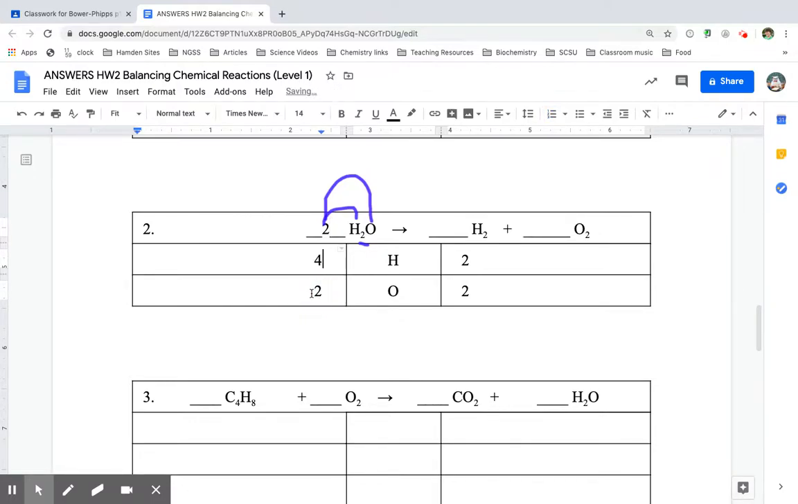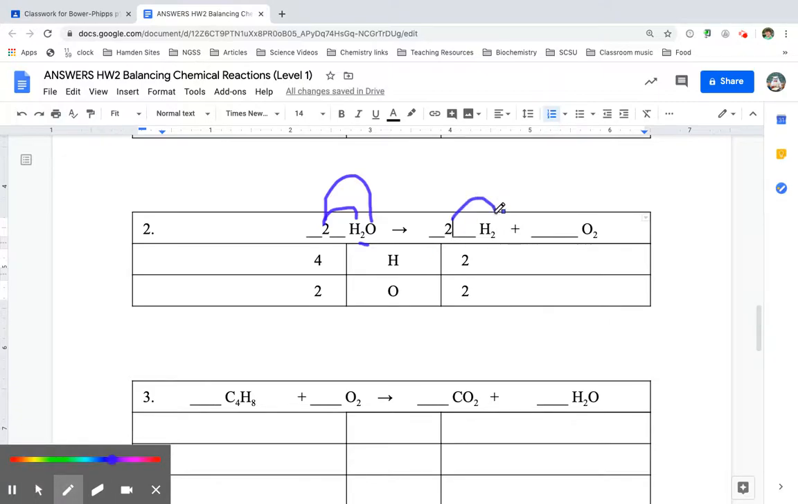2 times 2 gives you 4 hydrogens. Now our hydrogens don't match even though they did before, so I need to change this one on the right-hand side. Because I have a little 2 there, I need a big 2 there to say that I want 2 times 2 gives me a total of 4. The one that we didn't have to do anything to balance, right? Because everything matches 4 and 4, 2 and 2. So I can put a 1 there because that doesn't change what's there. That's what number is invisible there.